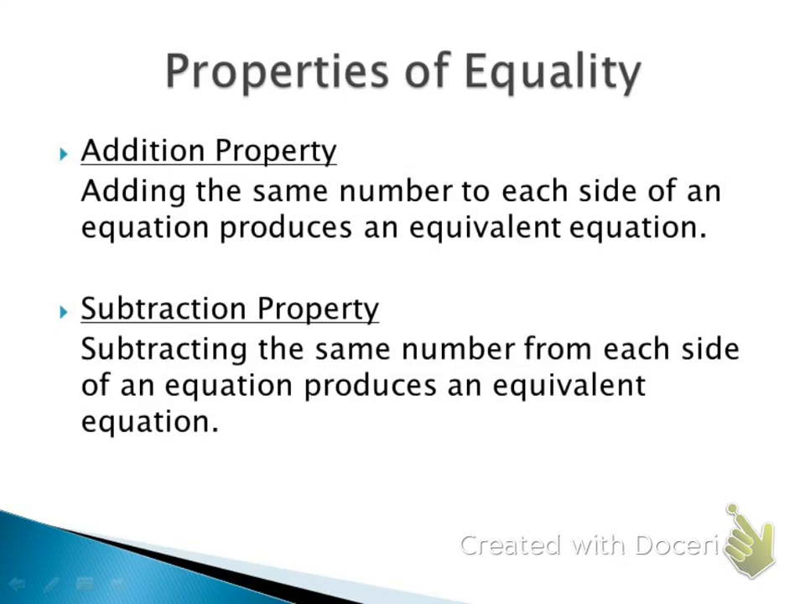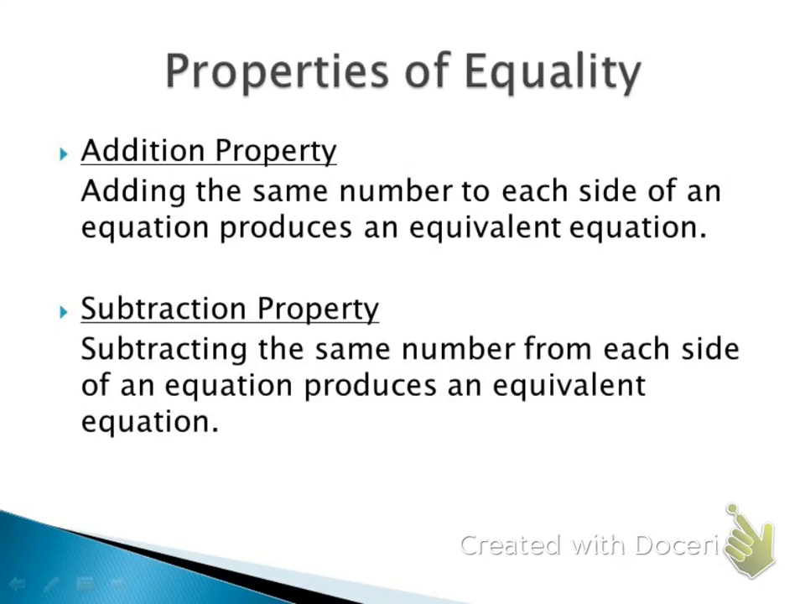Now, it works for subtraction too, right? There was one where we subtracted 6 from both sides. It was still an equivalent equation because we subtracted the same thing from both sides. Okay? Now, there are 2 more properties. I'm not going to make you write them down. Can you take a wild guess what they are?